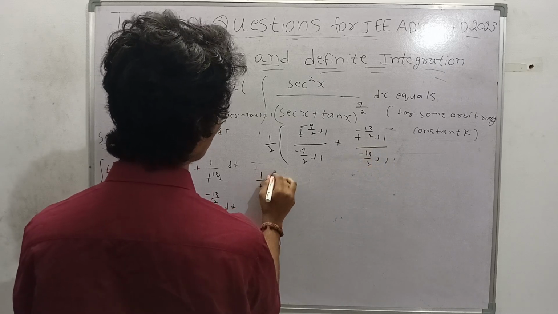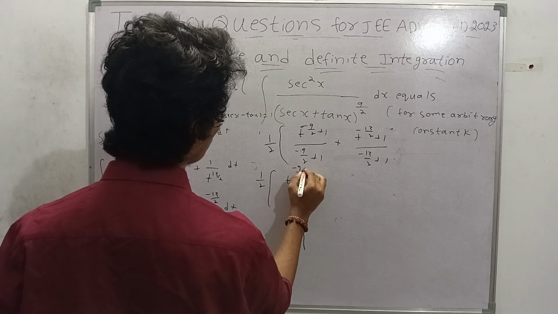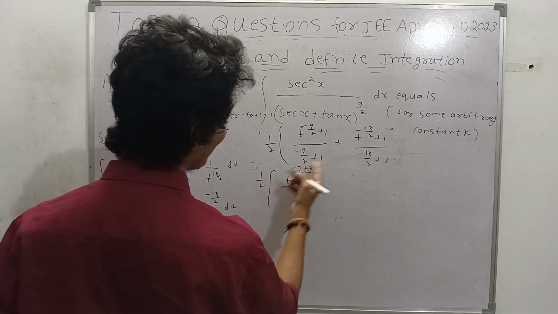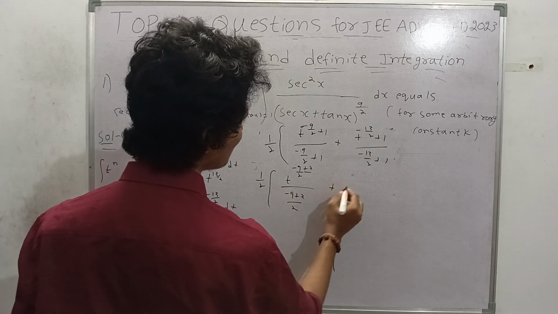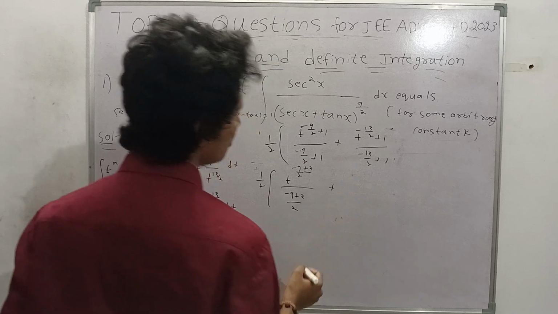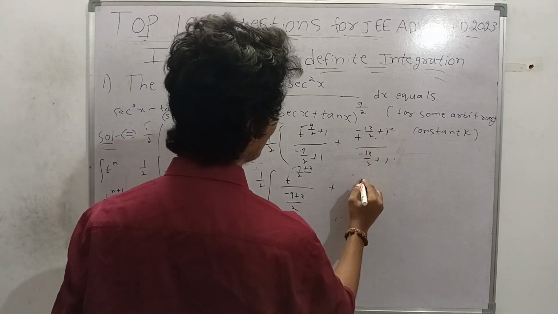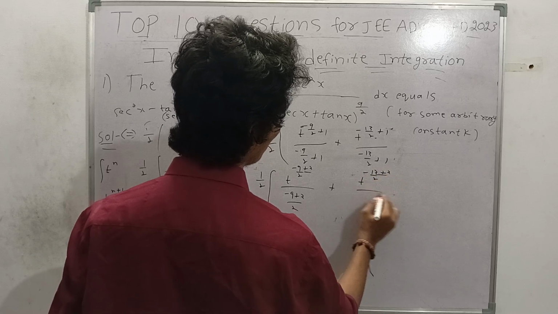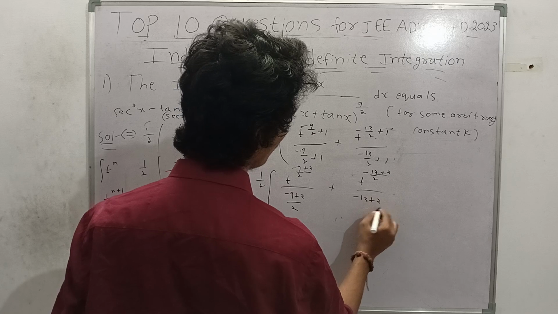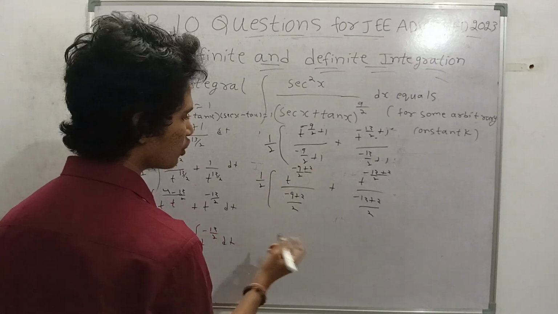Now observe carefully. Here it is t power minus 9 plus 2 divided by 2, divided by minus 9 plus 2 divided by 2, and here it is t power minus 13 plus 2 divided by 2, divided by minus 13 plus 2 divided by 2. So now you can think like this. Minus 9 plus 2, how much?